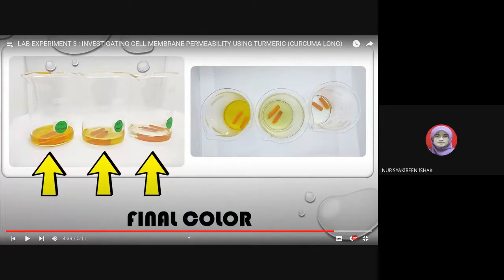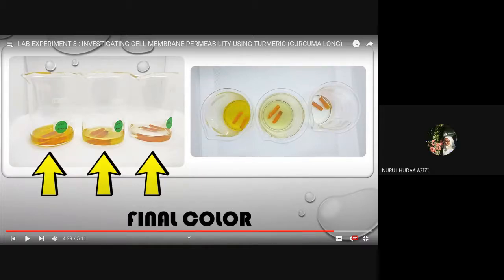Madam, for experiment 3, do we have to draw the result or can we just take a picture? You can take a picture, because this does not require you to observe structure. Understand? The cell from earlier, you draw. This one you can take a screenshot, but you have to record the data in the form of a table as well.